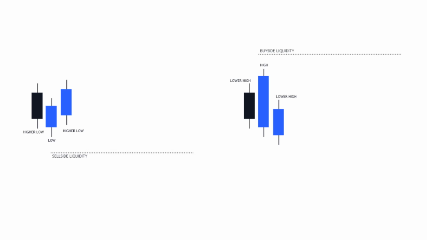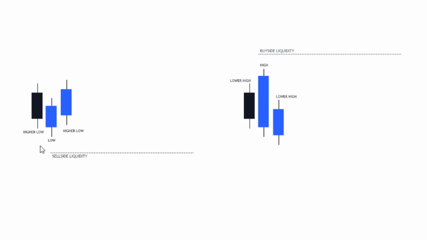Let's jump straight into it. Buy side and sell side liquidity. I'm going to show you how to identify buy side and sell side liquidity. So what is sell side liquidity? Sell side liquidity is resting under swing lows, and buy side liquidity is resting above swing highs. Buy side liquidity rests above swing highs.